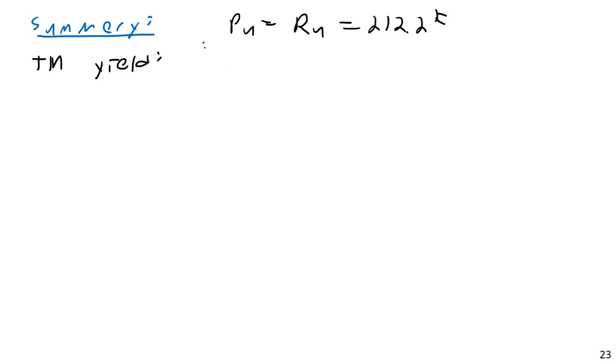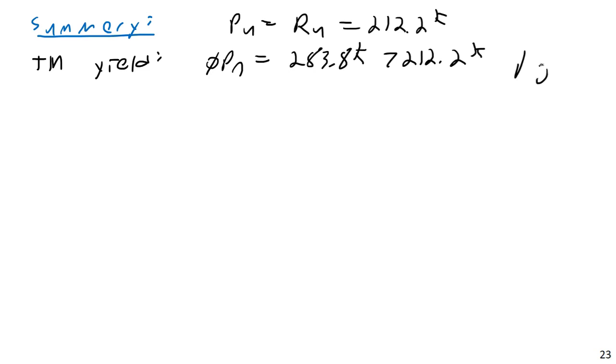we determined that phi Pn was equal to 283.8 kips. Actually, let me double check that. I modified these notes slightly since last time. 283.8 kips here. That one was okay. It's the next one that's not quite okay. 283.8 kips. And this is greater than 212.2 kips. So that's good for tension member yielding.